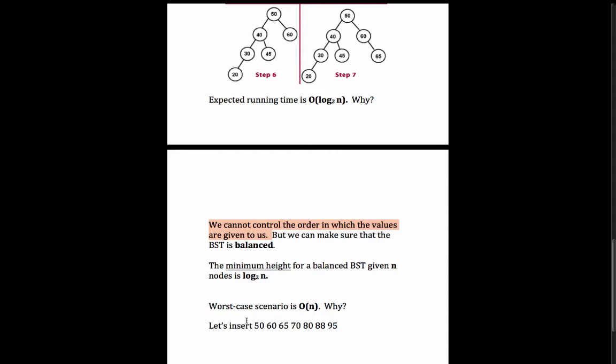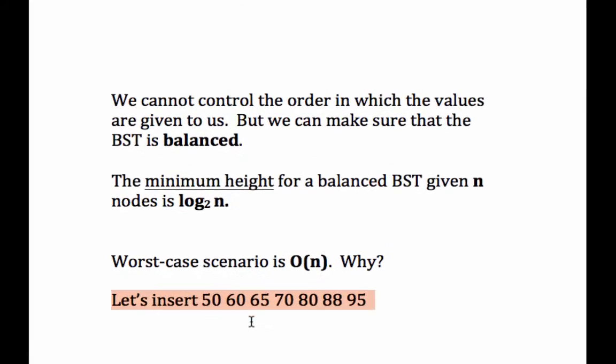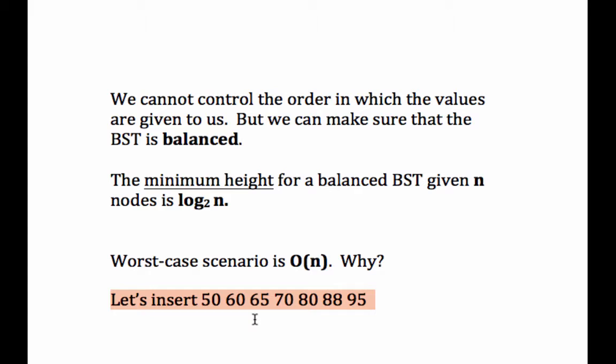So what happens if we have this scenario? You're given 50, 60, 65, 70, 80, 88, and 95. What is interesting about these values? Well, they are in increasing order. Every value that we try to insert is greater than the previous one. 65 is greater than the previous 2, 80 is greater than the previous 4, and 95 is greater than all of them. So what's going to happen?